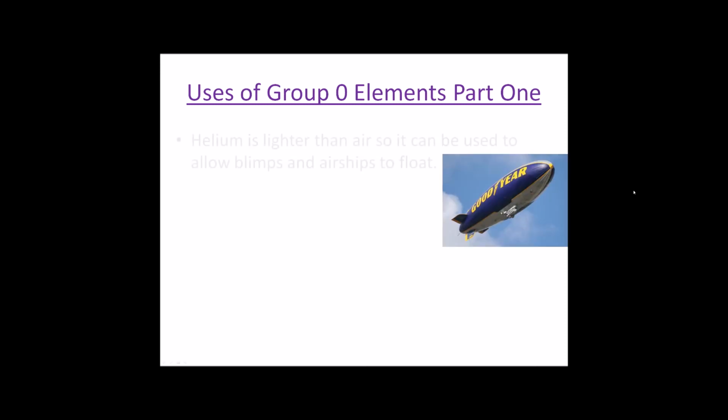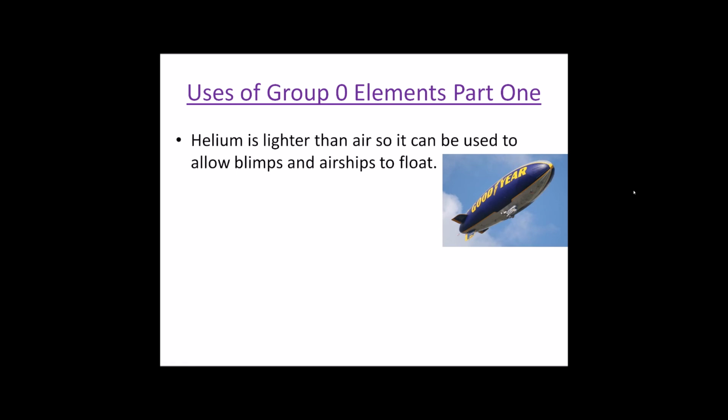Now we're going to have a look at some of the uses of group 0 elements, and there are quite a few uses, and you might have come across some before. So helium is lighter than air, so it can be used to float blimps and airships. So here's a Goodyear blimp that some of you might have seen floating around. It's floated with helium gas. Now the Nazi government on the Hindenburg used hydrogen, which is not a noble gas and is very reactive, and that led to the disaster where the Hindenburg burnt down. Now helium won't burn, so it's perfectly safe. It's also the same thing that you find in party balloons that float.